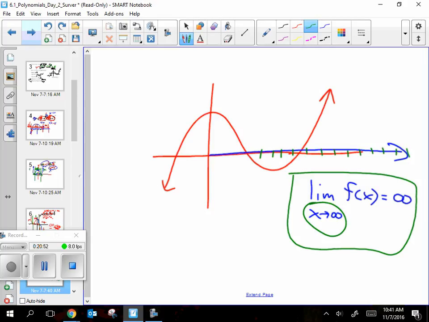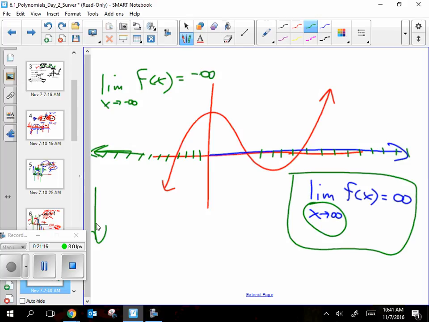What if I change my limit on the other side to be the limit of the function as x goes to, what do you think I'm going to say? Negative infinity. Then it's saying if you go way this way, then what will the function's value be? It'll be really, really small. If I go infinitely this way, it's going to be infinitely down there. So therefore, it's negative infinity.